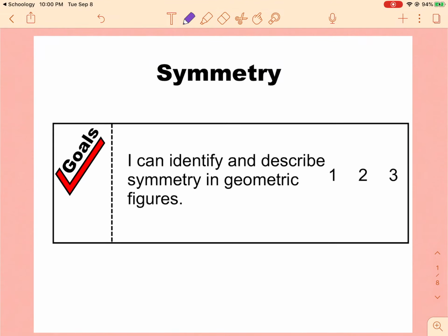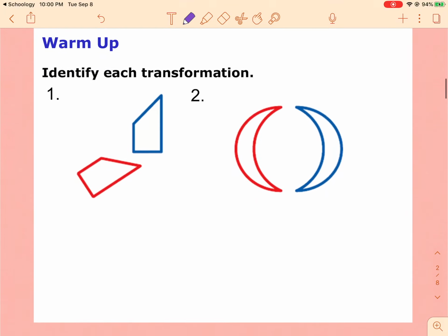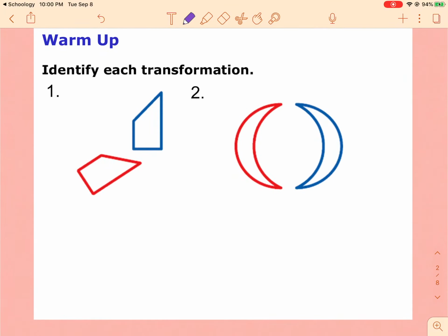Last but not least, we're going to take a look at some symmetry in this lesson. By the end, I hope you can identify and describe symmetry in terms of geometric figures. So as a little bit of a warm-up, I want you to take a look at these and recognize what kind of transformation happened to it.